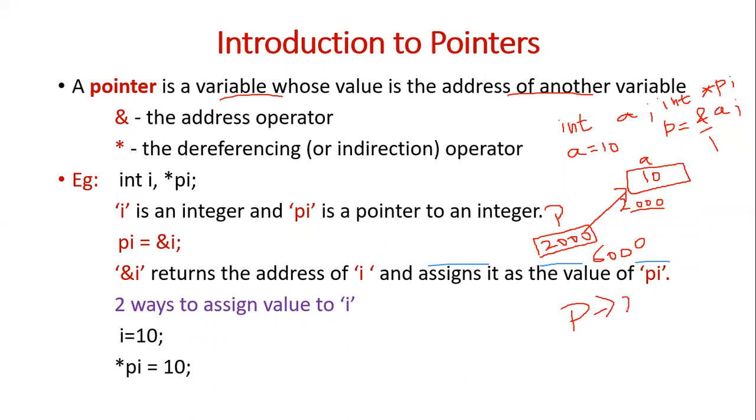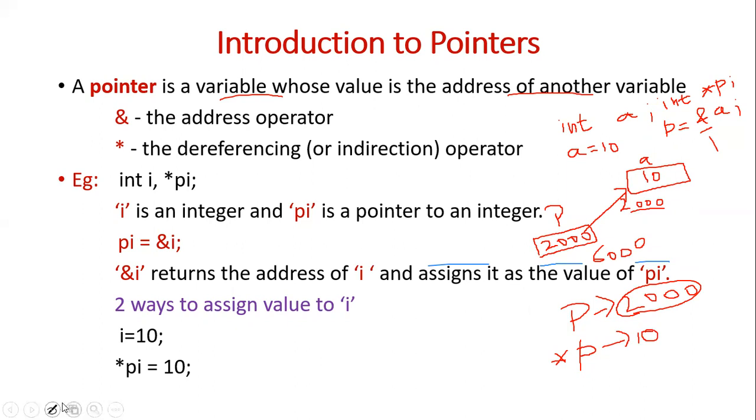Which address is it pointing to? It is pointing to the address 2000. Whenever I say star P, it refers to the value at P. What is P? P is 2000. Whenever you say P, it is 2000, the address contained in P. So star P means the value at this address. What is the value at this address? 10. The value at this address is 10. Okay. So this is how a pointer works.